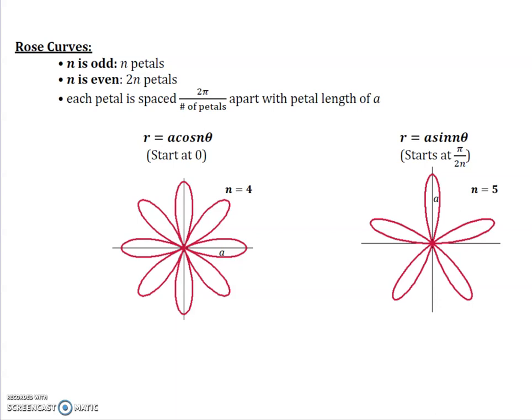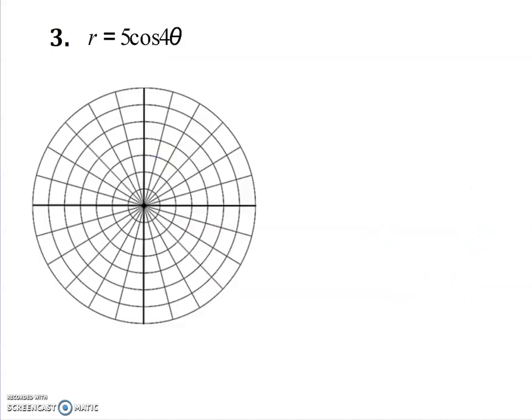So r, if it's cosine, we're going to start at 0. If it's sine, we're going to start at pi over 2 divided by 2n. Again, you need this paper out every single time we do rose curves. Our distance apart, we can do it several different ways. I'm going to try and do it 2 different ways. Let's get going on this so you can see what we're supposed to be doing.